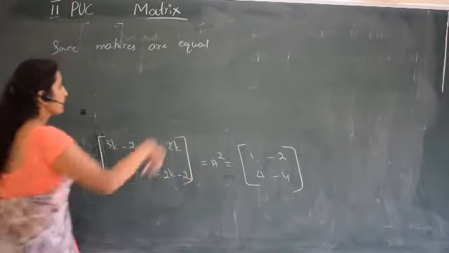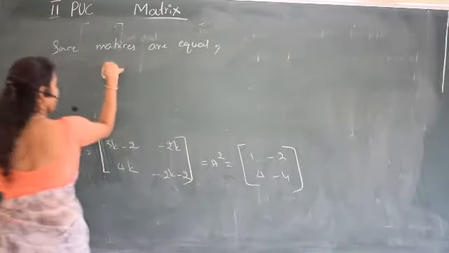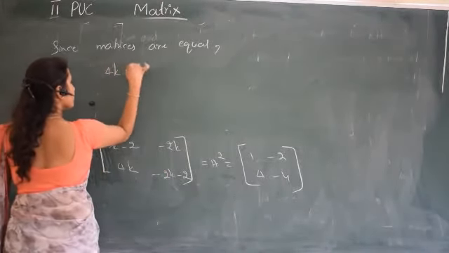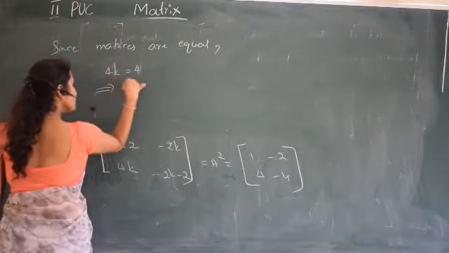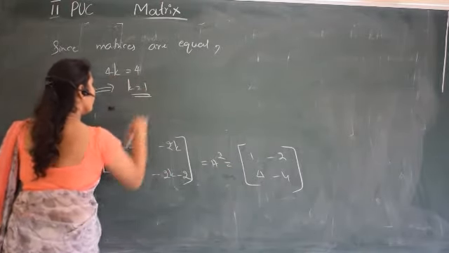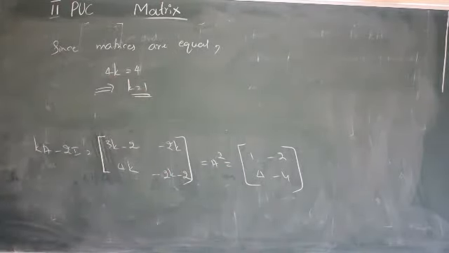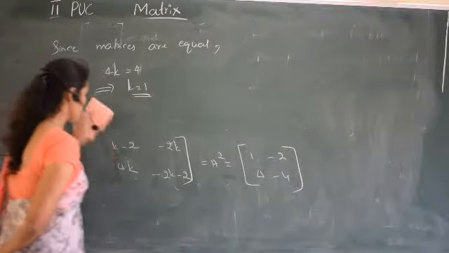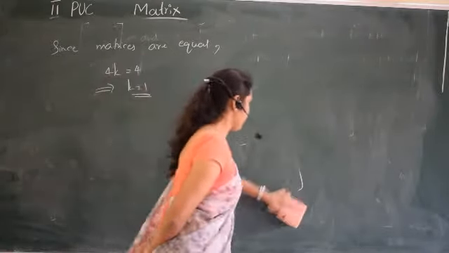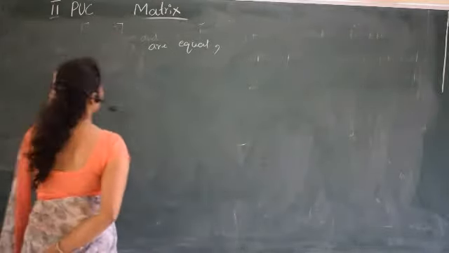Since the matrices are equal, 4k is equal to 4, so this implies k is equal to 1. The question is to find the value of k, so we got the value of k as 1. So this is one of the problems. Next problem.